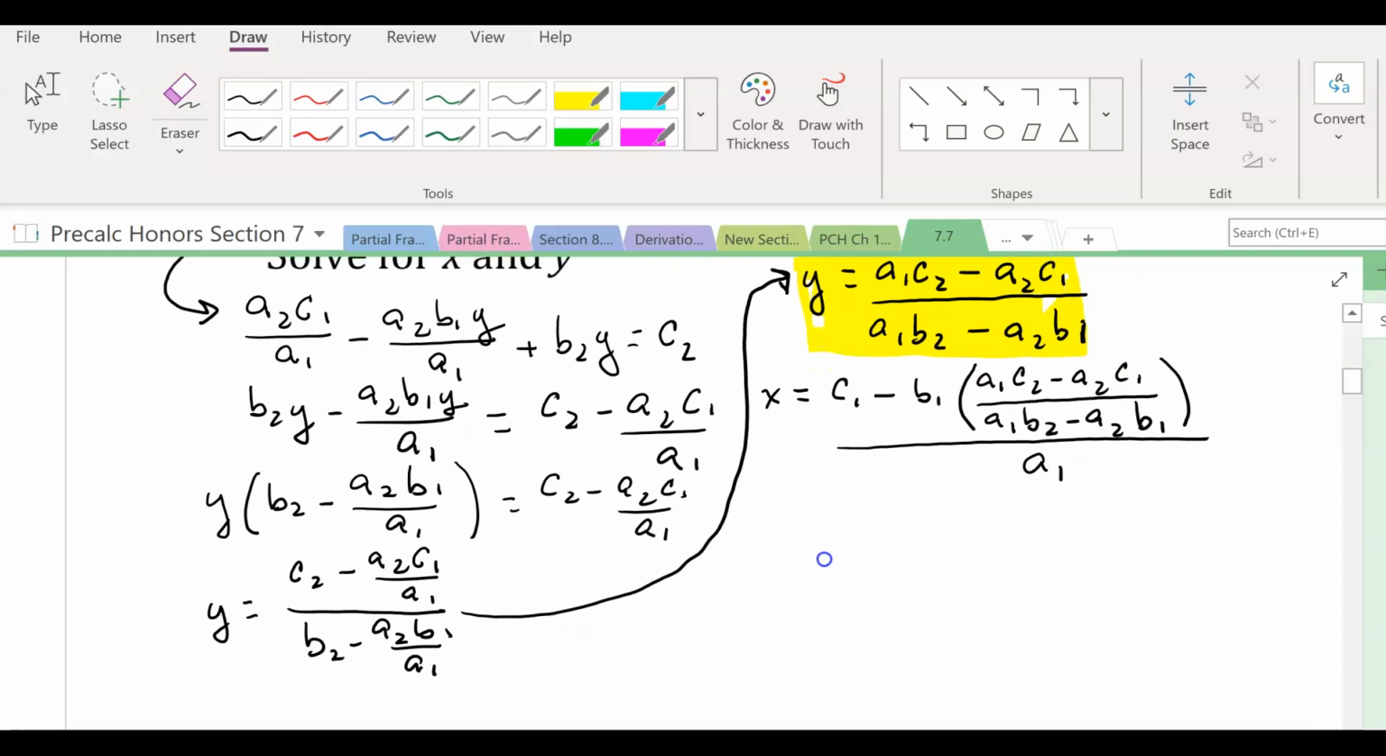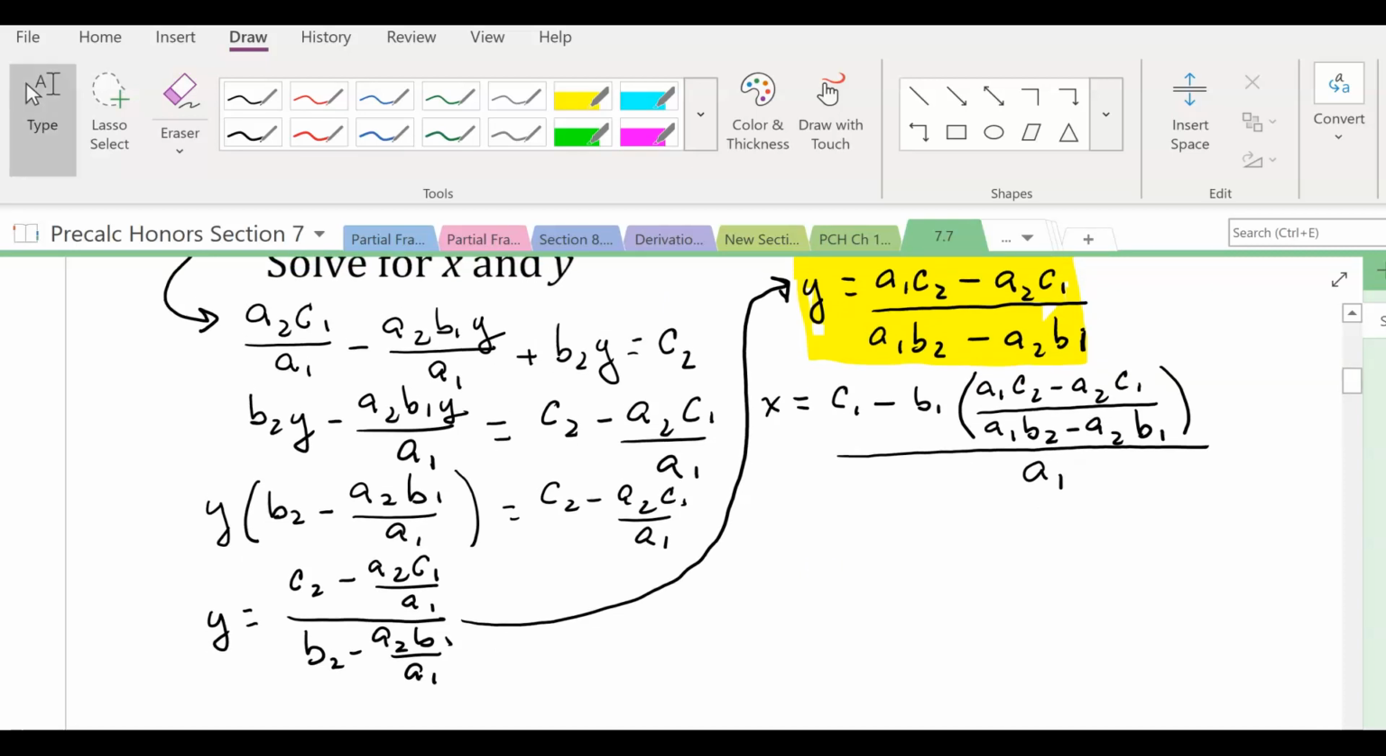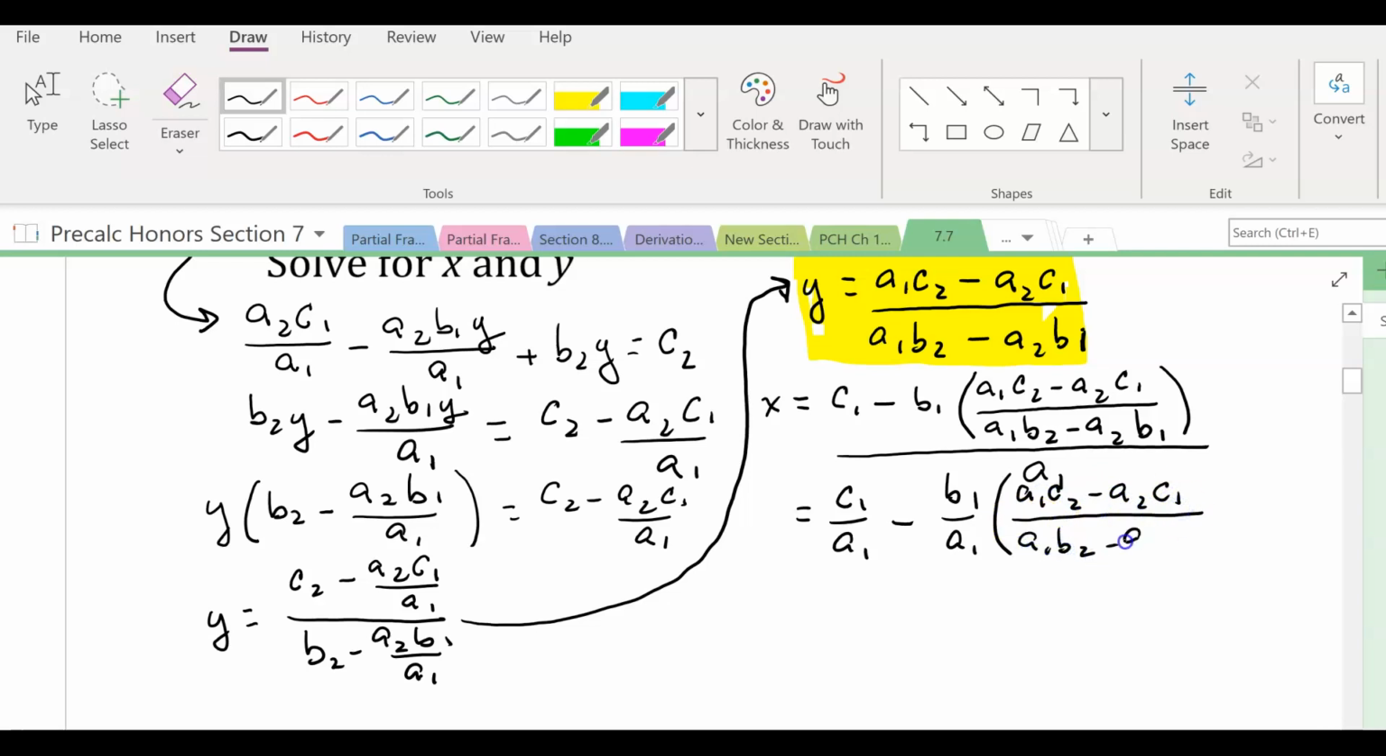All right, so a little bit of simplifying here. I'm going to split this up into two fractions. So I've got c1 over a1 minus b1 over a1 times a1c2 minus a2c1 over a1b2 minus a2b1. And a little bit more simplifying here. With my two fractions here, I'm just going to subtract these.